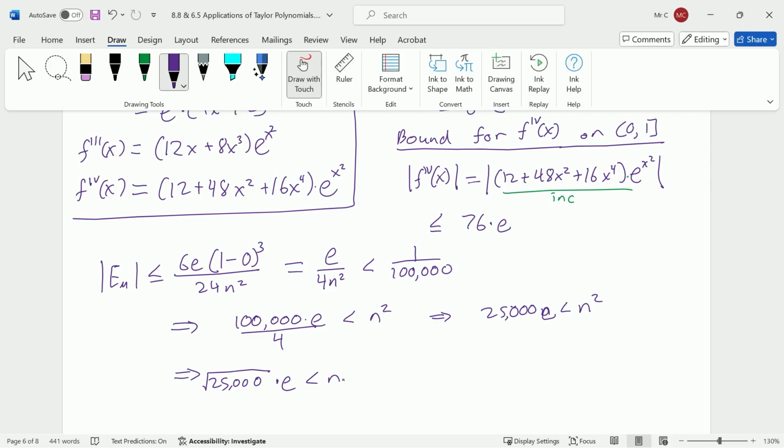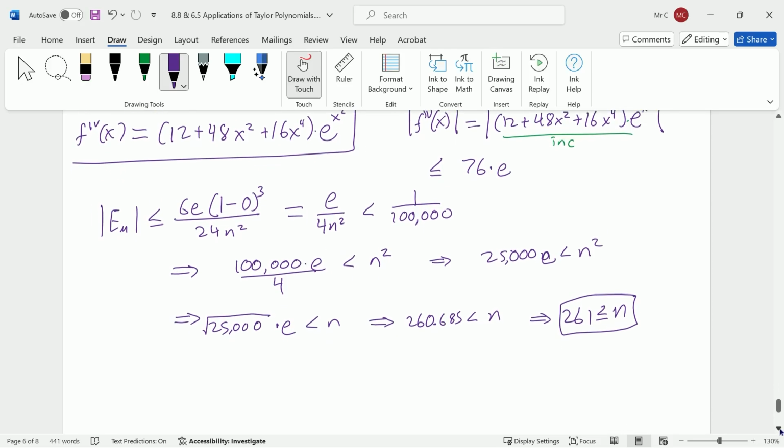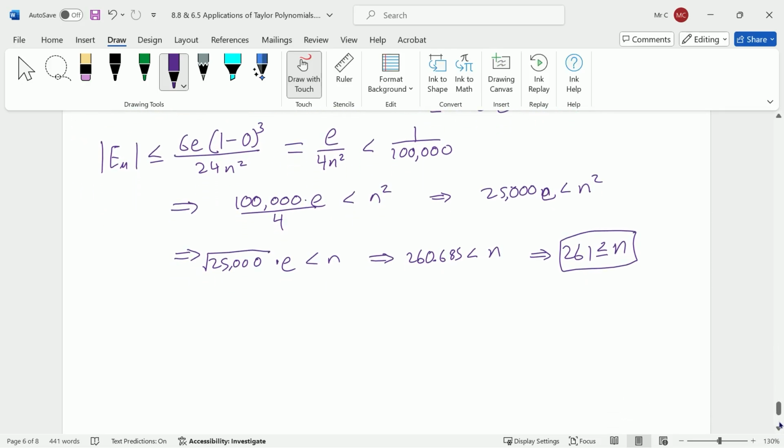And when I plug that into a calculator, I get that n is bigger than 260.685. But remember, n has to be an integer. So that implies that n has to be greater than or equal to 261. So that's the number of samples I'd have to take for my midpoint rule to have that accuracy.